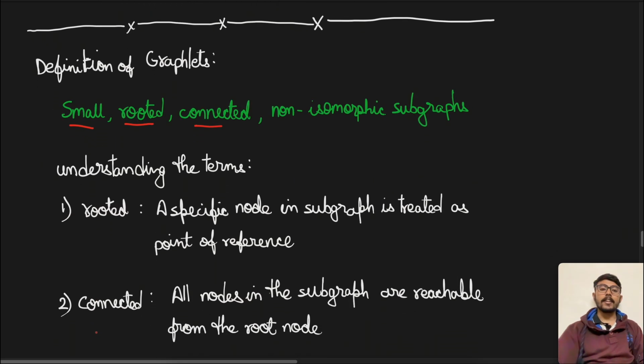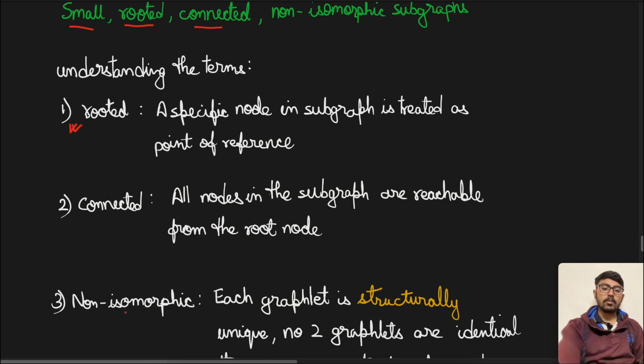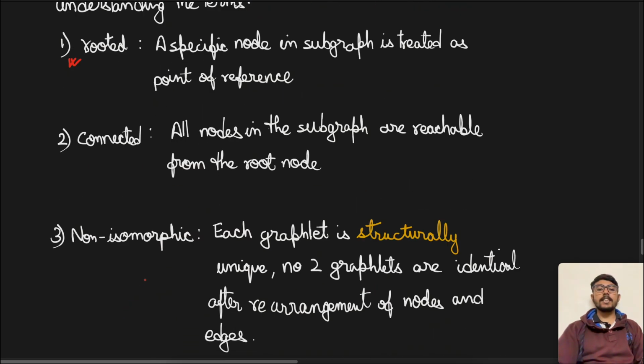Next, connected. If in a subgraph all nodes are reachable from the parent node, which we considered here, then we say that the graph is connected. Next is non-isomorphic. Non-isomorphic states that each graphlet is structurally unique. No two graphlets are identical after rearrangement of nodes and edges.